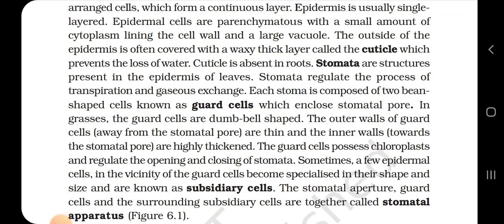Stomata are the structures present in the epidermis of the leaves. Stomata regulate the process of transpiration and gaseous exchange. Each stoma is composed of two bean-shaped cells called guard cells, which enclose the stomatal pore. In grasses, the guard cells are dumbbell-shaped. The outer walls of the guard cells, away from the stomatal pore, are thin, and the inner walls, toward the stomatal pore, are highly thickened. The guard cells possess chloroplasts and regulate the opening and closing of stomata.